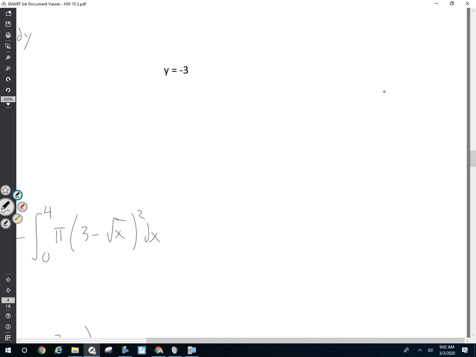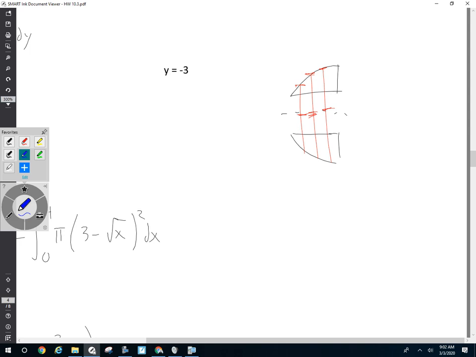Y equals negative 3, so I got the region. That's x equals 0. Here's y equals negative 3. Here's my region reflected. Here's my outside, the top minus the bottom. That's going to be the root x minus negative 3. And then the inside, blue ones, will be 0 minus negative 3, or just 3.